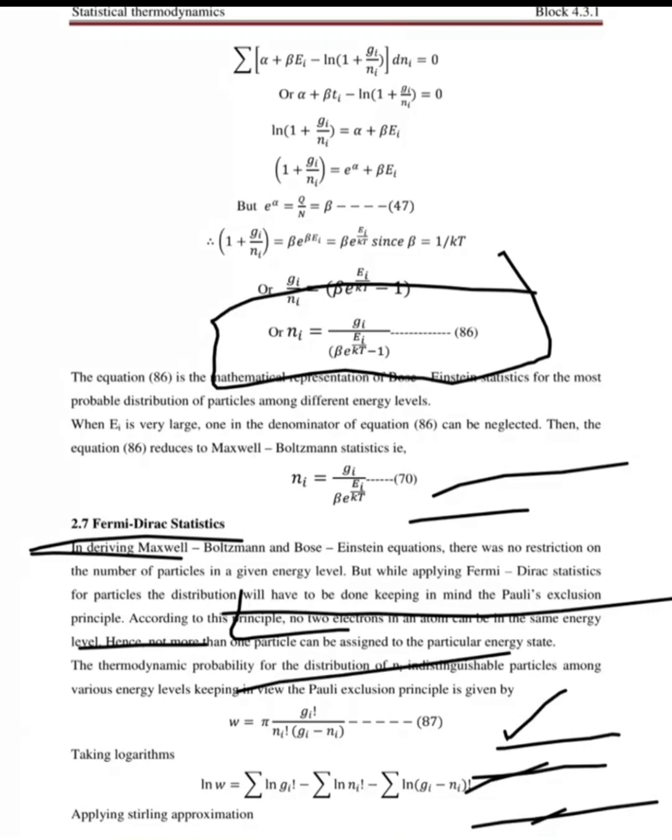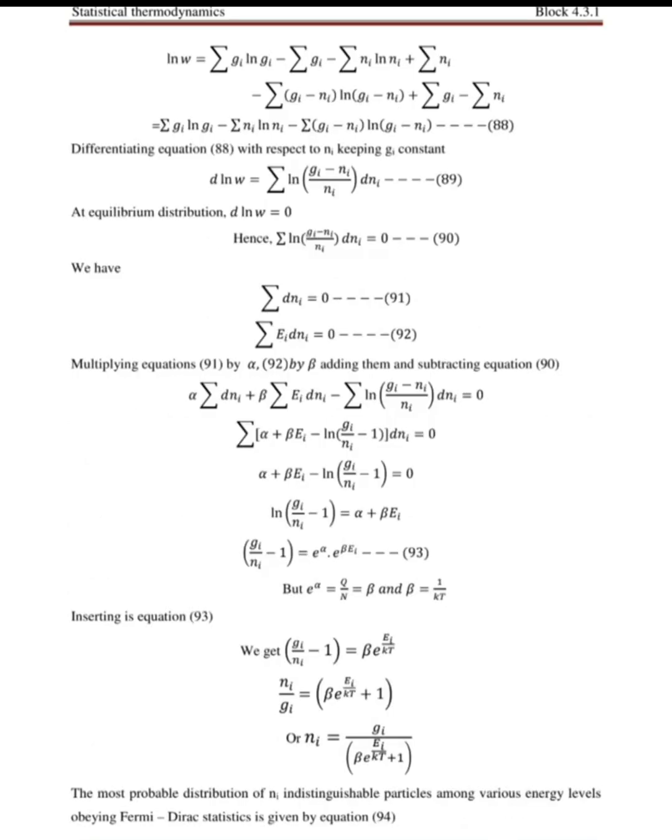So W is equal to the product over i of Gi factorial divided by Ni factorial into (Gi minus Ni) factorial. That is equation 87. So taking log on both sides, we get ln of W as a summation. Applying the Stirling approximation, where ln of n factorial is equal to n ln n minus n. That is the Stirling approximation.